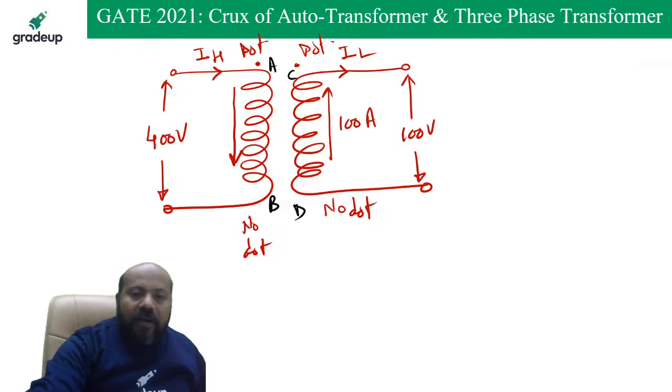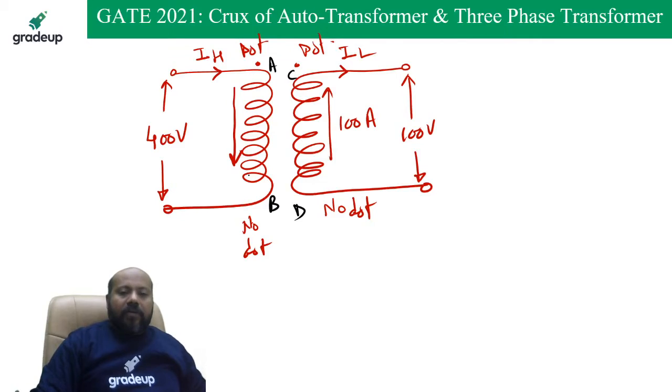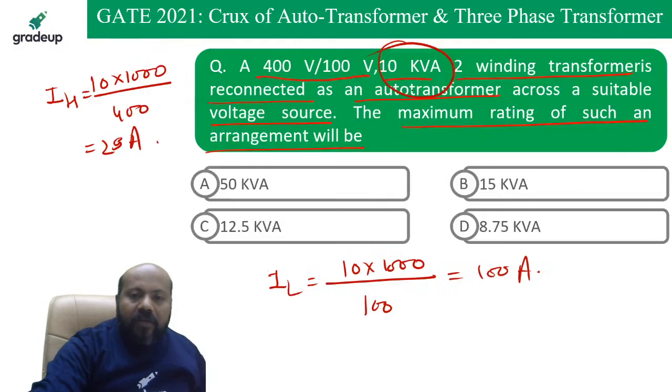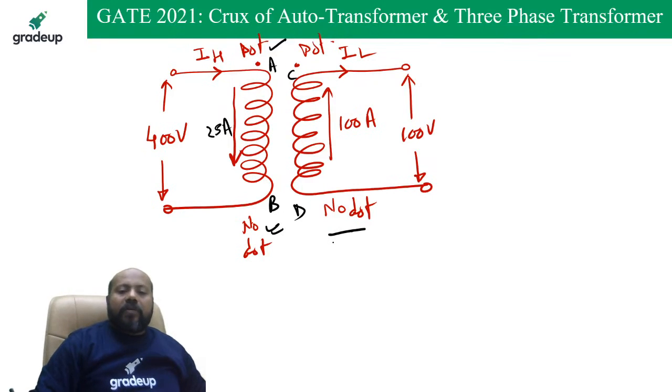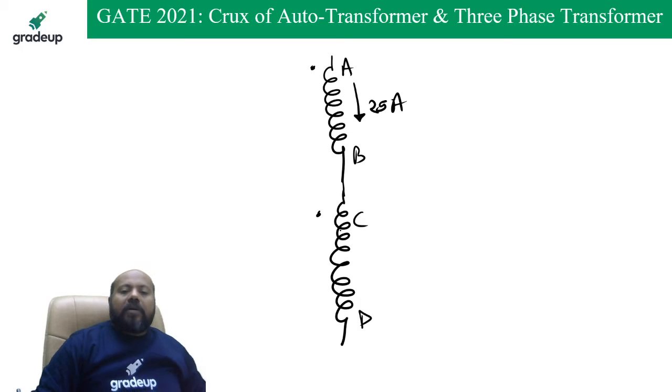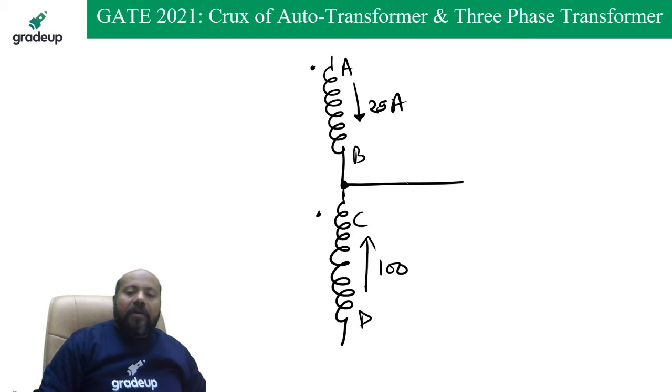For the AB section of the winding, what is the current direction? Dot to no dot, 25 ampere. For the CD section of the winding, the current is from no dot to dot and 100 ampere. It means if you apply Kirchhoff's current law, definitely in this terminal, the current must be 125 ampere.